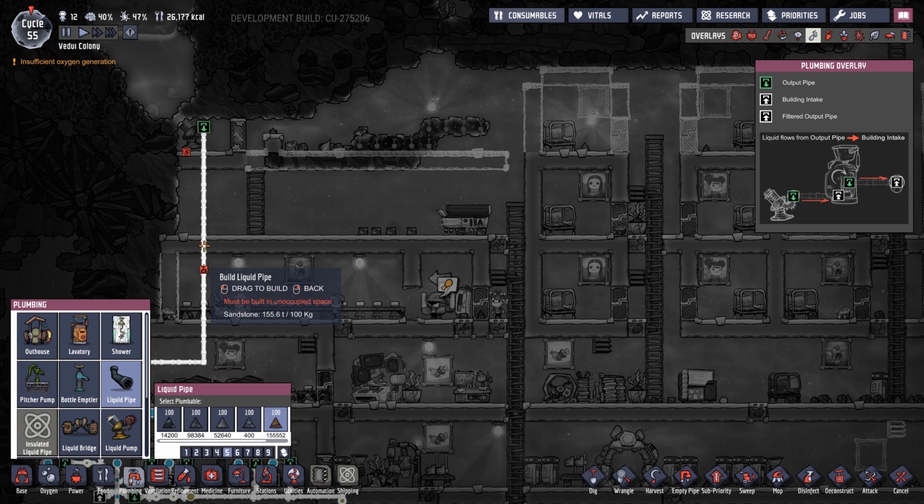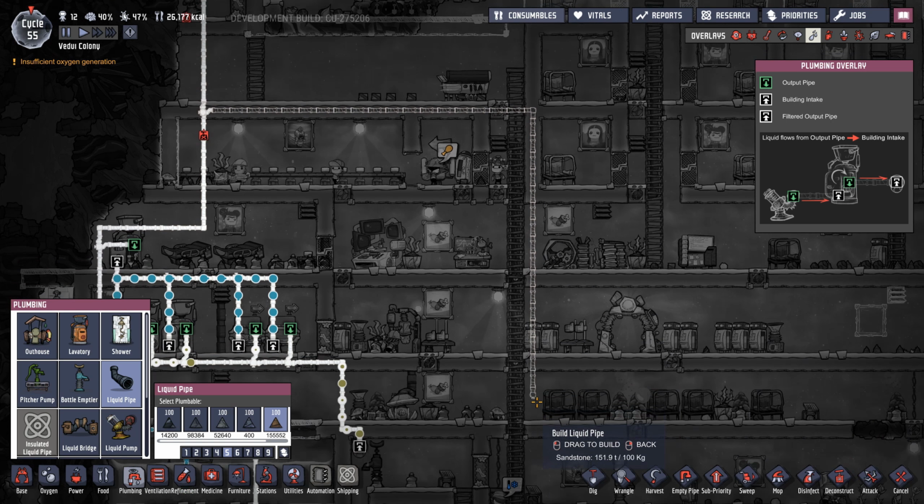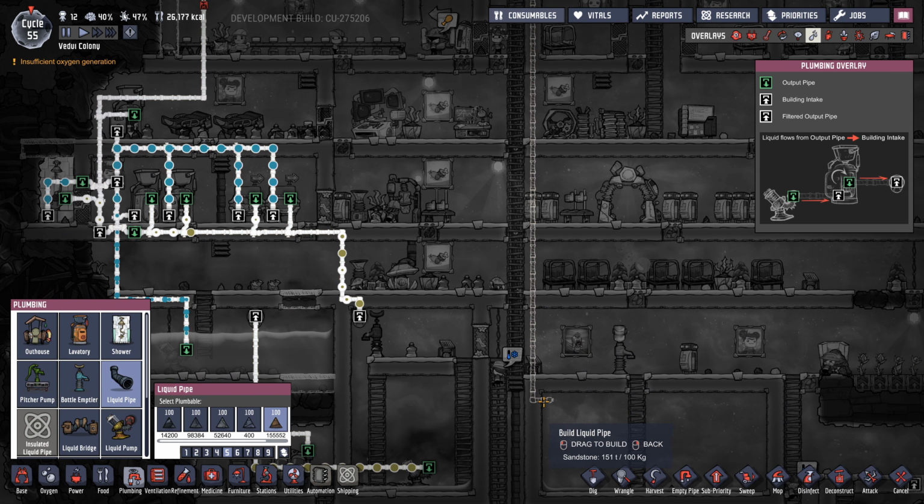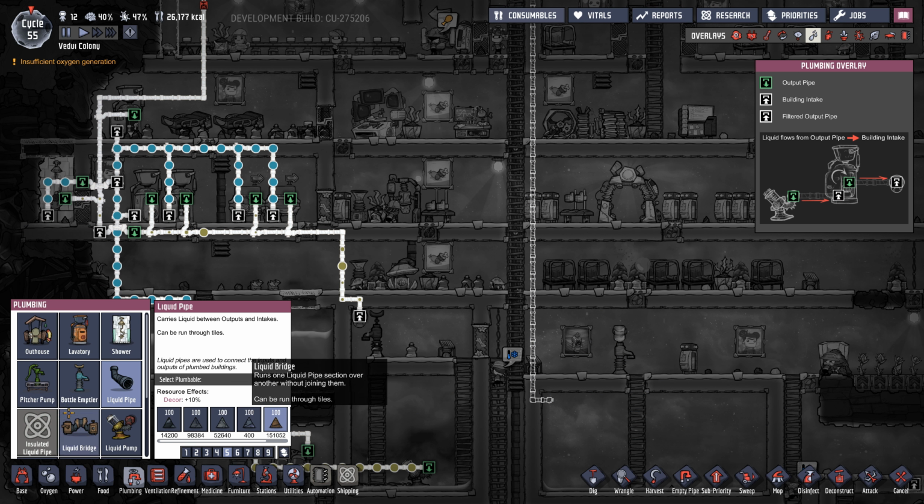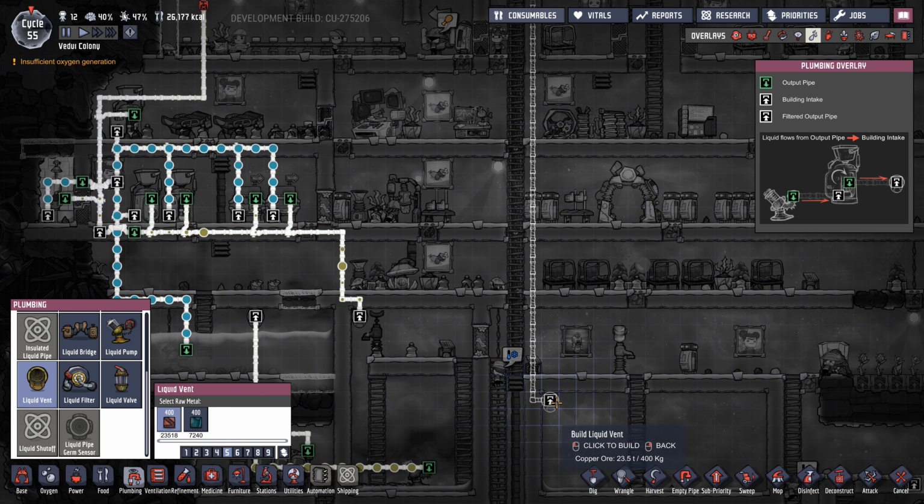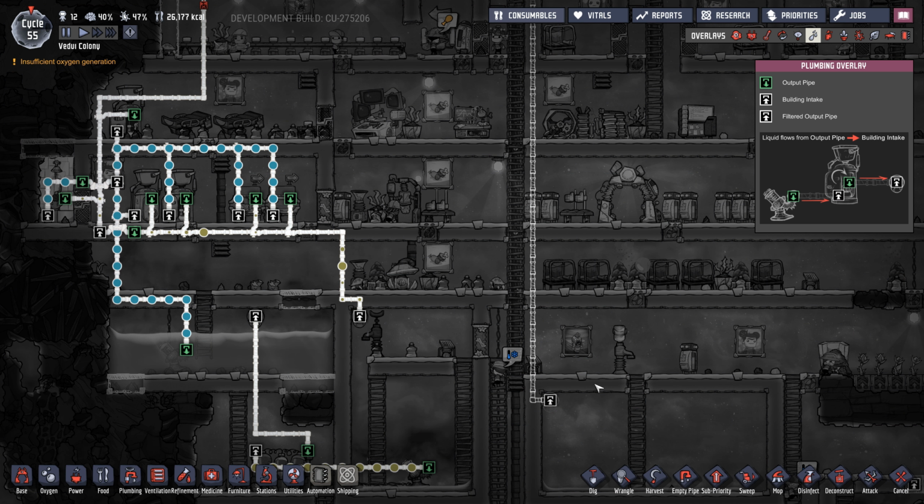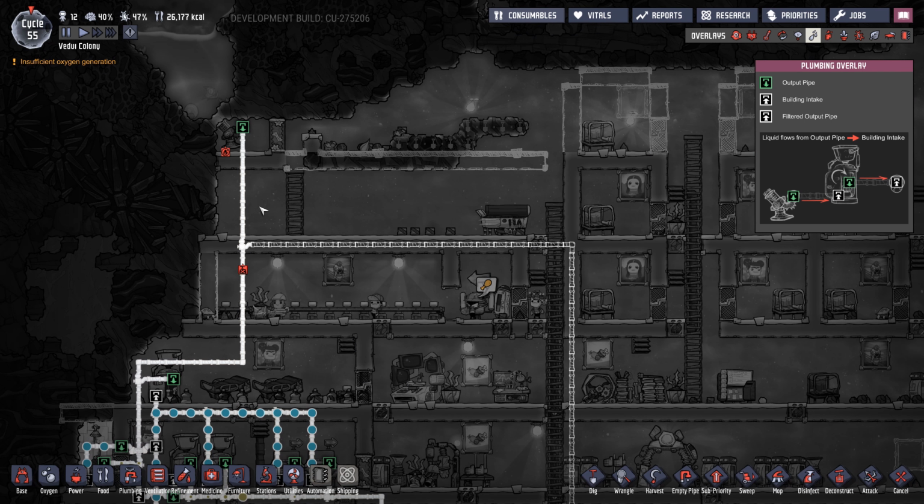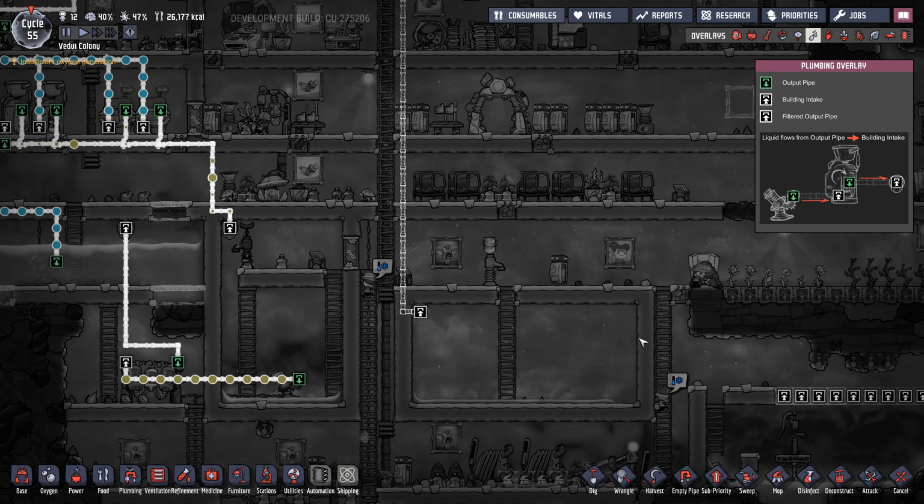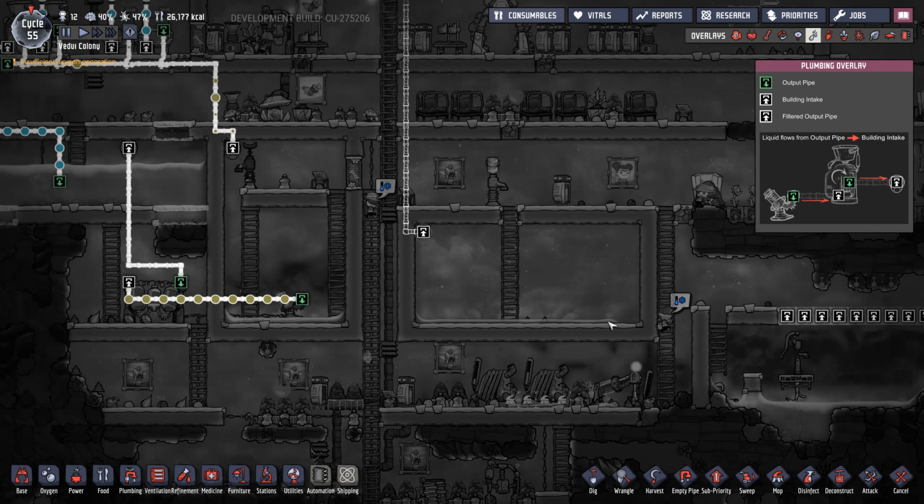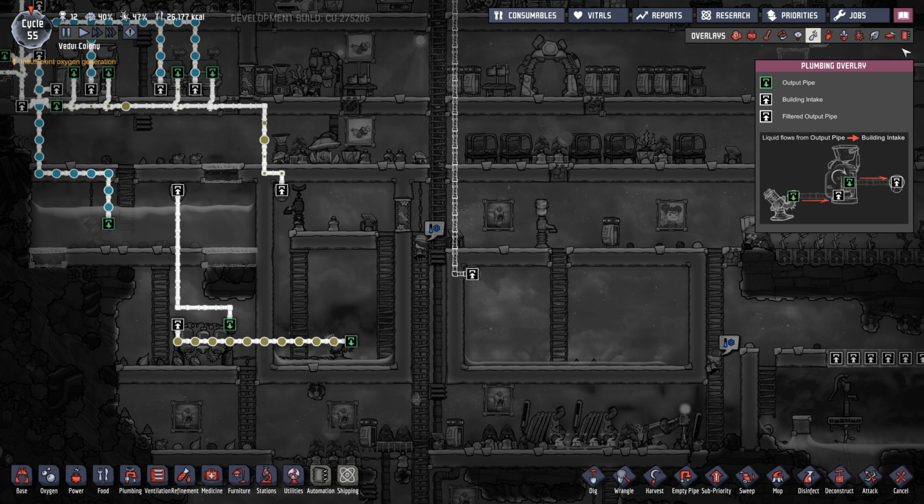Yeah, I can probably just bring that over here. And like this. And let's have the liquid vent like that. So that should ensure that this gets pumped in here instead, right? That would help. Because I really need the water.